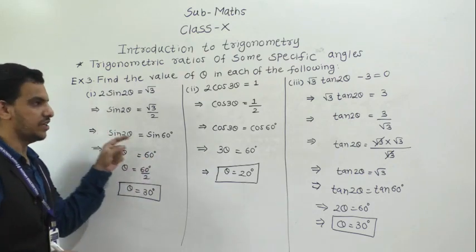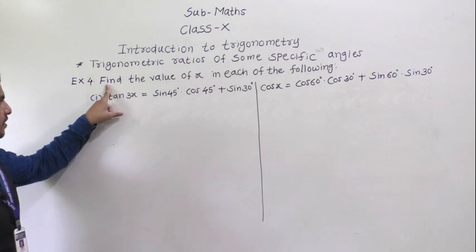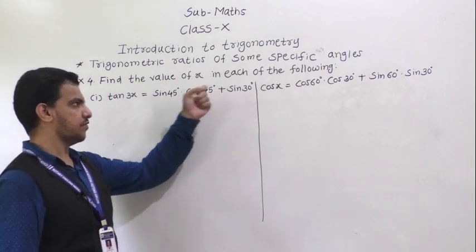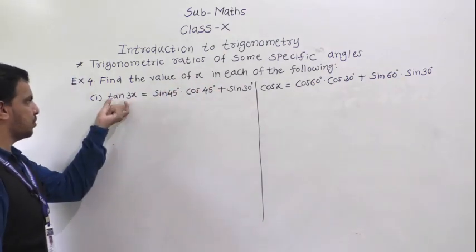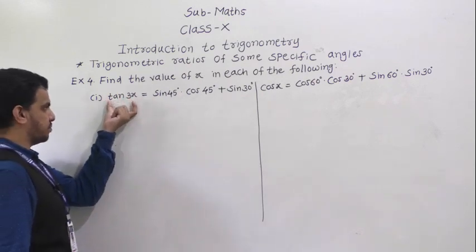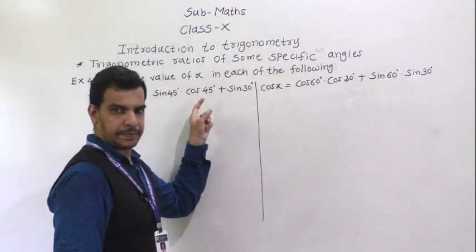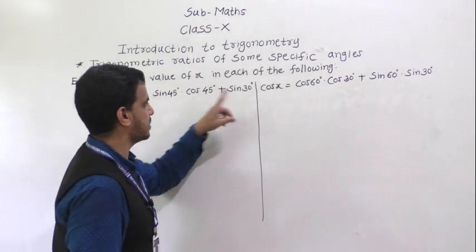Okay, now we will take the fourth question. Example 4 is: find the value of x in each of the following. So same as theta, we have to find this x. So the first expression is tan 3x is equal to sine 45 degrees into cos 45 degrees plus sine 30 degrees.